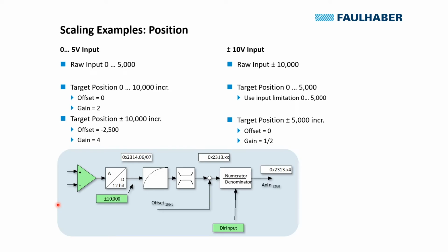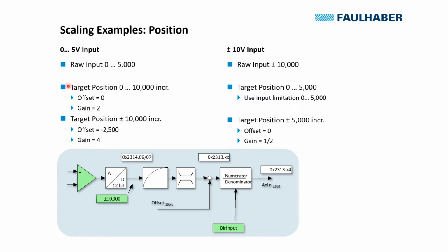In my demo unit, the potentiometer, which I want to use as the position reference, is connected to the 5-volt sensor supply at the I/O connector of the motion controller. So the raw inputs I can expect are in the range from 0 to 5000.